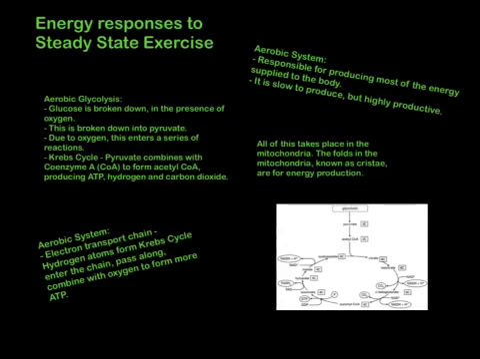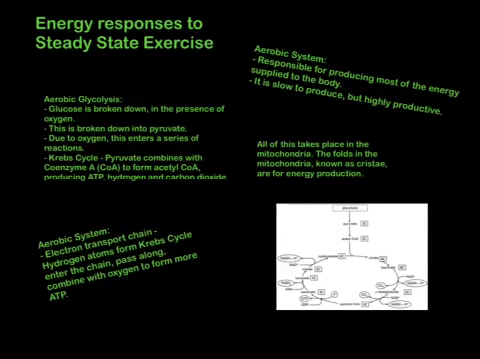Aerobic glycolysis is when glucose is broken down in the presence of oxygen. This is broken down into pyruvate. Due to oxygen, this enters a series of reactions known as the Krebs cycle. Pyruvate combines with coenzyme A, known as CoA, to form acetyl coenzyme A, producing ATP, hydrogen and carbon dioxide. Hydrogen atoms then leave the Krebs cycle.